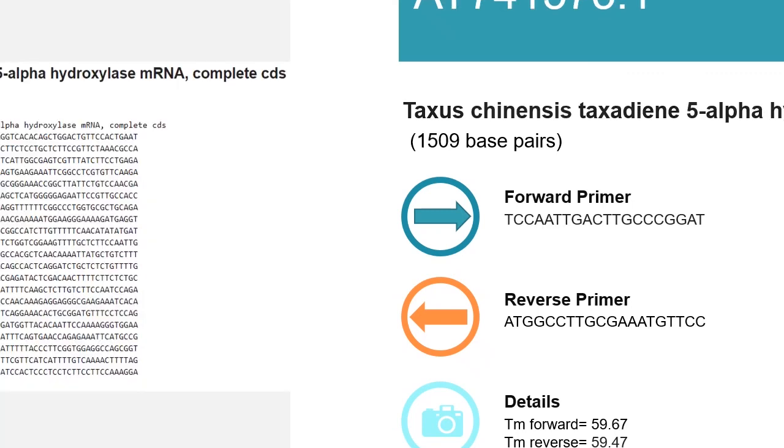Next one is Taxus chinensis taxadiene 5-alpha hydroxylase mRNA. The Tm forward is 59.67, the Tm reverse is 59.47, the GC content is 50%, and the product length is 453.